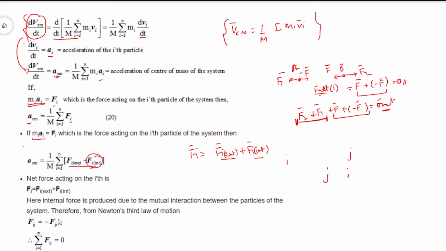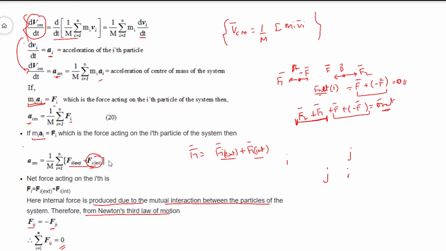So the net force acting on the ith particle is F_i external plus F_i internal, and the internal force is produced due to the mutual interaction between the particles of the system. From Newton's third law, F_ij is equal to minus F_ji, basically the same thing that I explained over here. So the summation of F_ij, the total internal forces, is going to be 0.